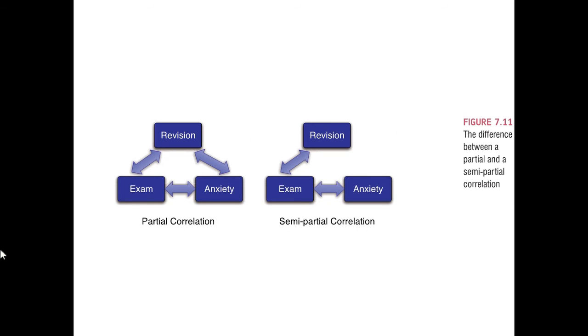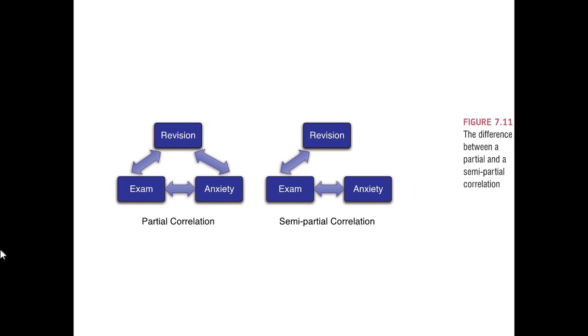So if I'm trying to figure out the relationship between an exam and anxiety, it takes out revision from both. That's partial correlation. If I'm trying to figure out exam and anxiety, but I only want to remove revision from exam, because they're revising for their exam, they're not revising for their anxiety. So that would just take out the variance due to revision here. That would be a semi-partial correlation.